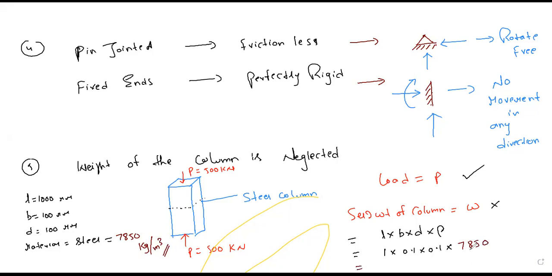What is the total value here in terms of kg? Calculate: 1 into 0.1 into 0.1 into 7850 gives 78.5 kg. How many newtons is 78.5 kg? How to convert kg into Newton? Multiply by 9.81. Very good.